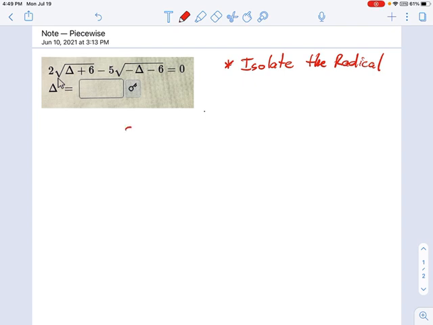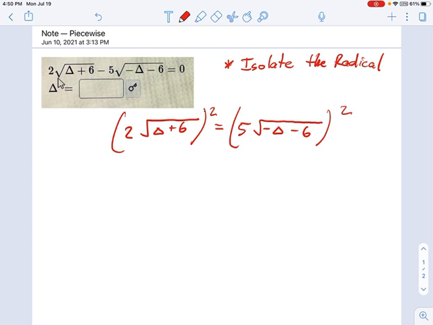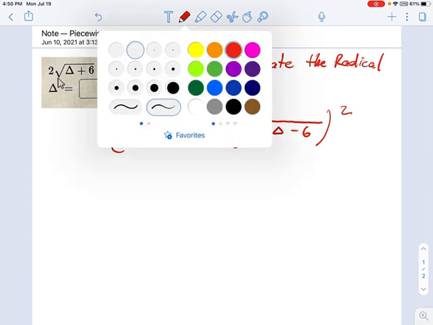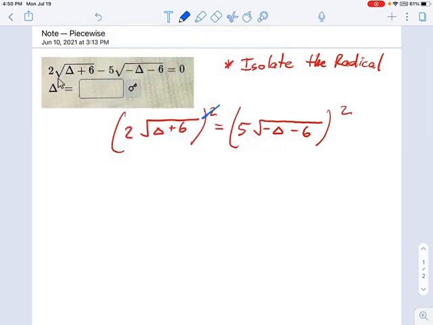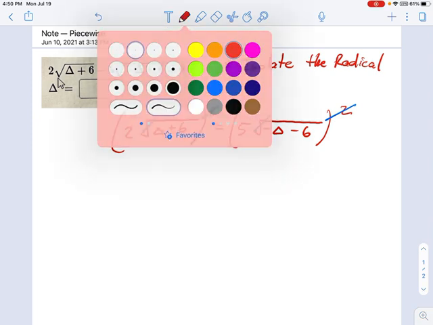When I isolate the radical, what I get is 2 root delta plus 6, and I add the other radical to the other side of the equation. You can just take the whole thing and move it to the other side. So it becomes 5 root negative delta minus 6 over there. And you see now, each of these radicals is kind of isolated by itself. They're on separate sides of the equation, so I can square them. And those squares are just going to cancel out the radicals, right? But you have to be careful because there's a number in front of the radical sign.